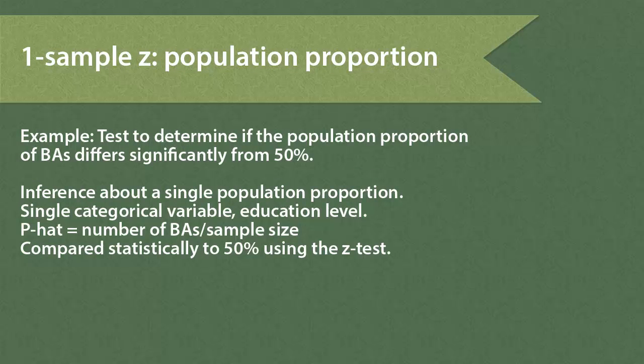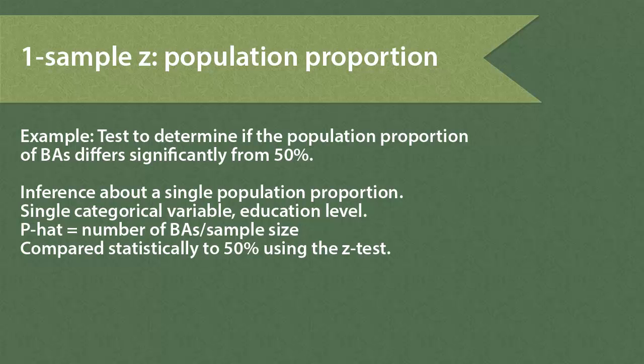So let's look at an example that uses the one sample z procedure for making inference about a single population proportion. Test to determine if the population proportion of BAs differs significantly from 50%. So here we could see that we would like to make an inference, or a statistical guess, about a single population proportion. That's what the question is asking. For this, we need a single categorical variable, at least in our sample data. Here we need only education level.